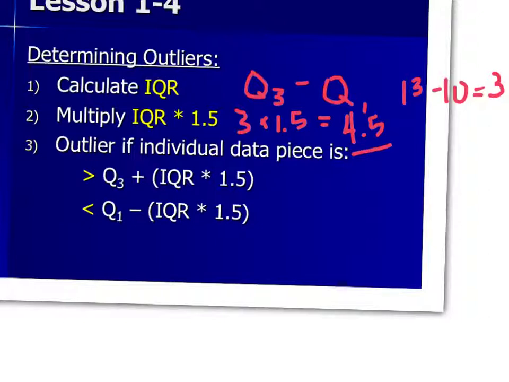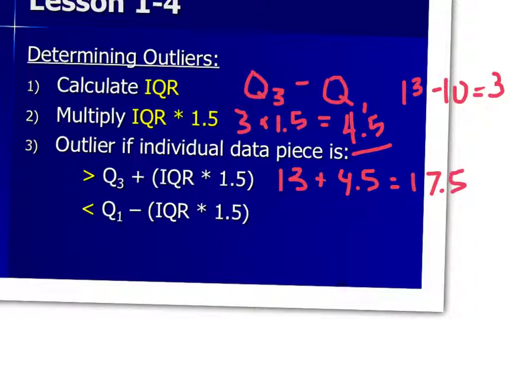The last part is the most complicated for people. You need to take that 4.5 and add it to Q3. The number you get there, anything above that is an outlier. So for our case, our Q3 was 13. 13 plus 4.5 equals 17.5. Anybody in here with a shoe size bigger than 17.5 is an outlier, like Shaquille O'Neal.